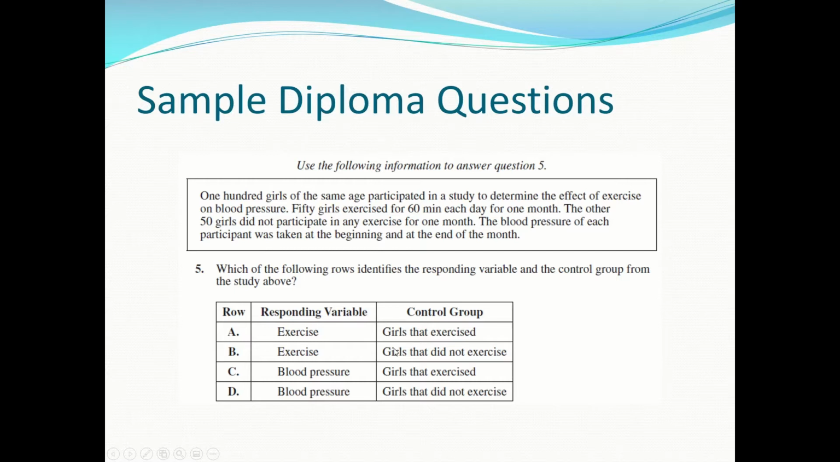100 girls of the same age participated in a study determining the effect of exercise on blood pressure. 50 girls exercised for 60 minutes a day. The other 50 girls did not exercise. The blood pressure of the participants was taken at the beginning and the end of the month. Which of the following rows identifies the responding variable? So they wanted to see the effect the experiment had on blood pressure, right? Exercise was manipulated, and they want to see how that affected blood pressure.